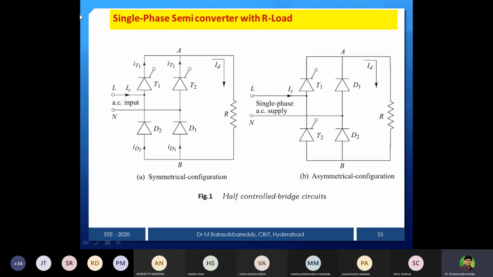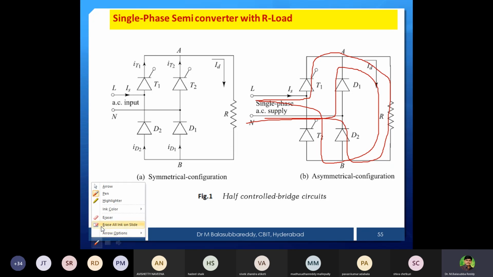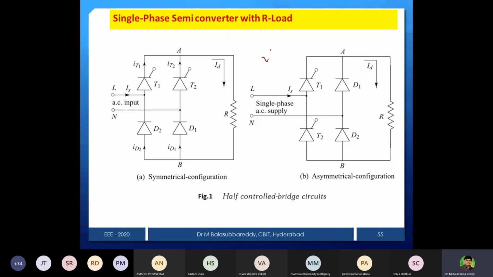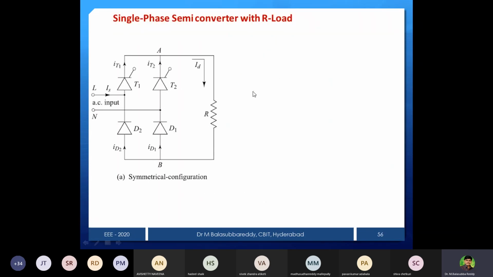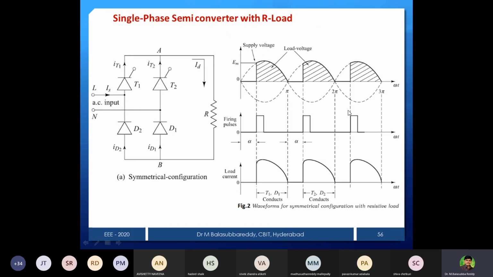But whereas in the R load case, you can see the waveform is the same, whether I use symmetrical or asymmetrical configuration. T1 conducts and it goes through D2 to the output, and again for the negative half cycle, who will conduct? D1, then it goes to T2 to the output. So for both instants, the devices conduct for the same durations. That is the reason I can say that for resistive load the waveform is the same, whatever I have drawn. This is the waveform, exactly the same.